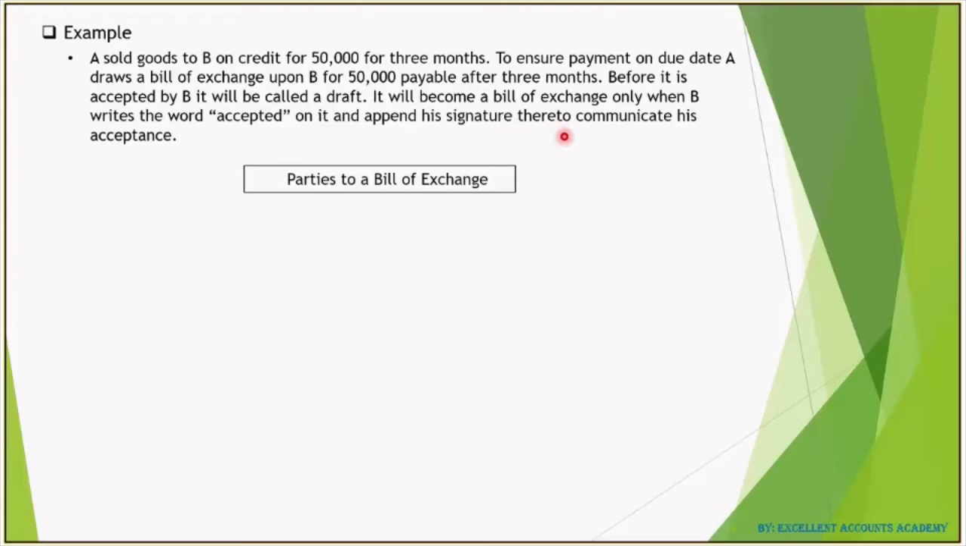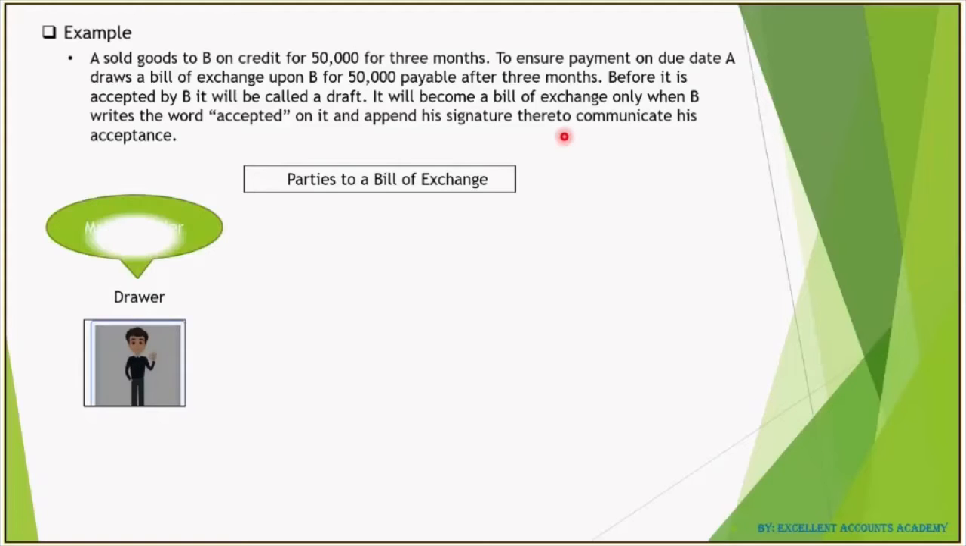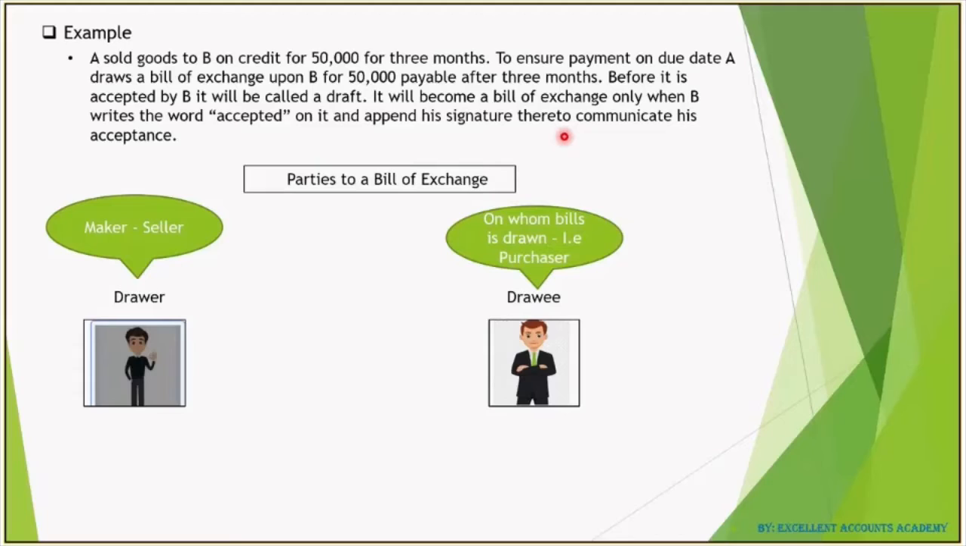So there are certain parties involved in bill of exchange related transactions. I'll talk about the various parties involved. So first of all, the drawer. And who is a drawer? The drawer is basically the maker who is drawing the bill, or the seller in layman's terms. The second important party is the drawee. Who is the drawee? The drawee is the one on whom the bill is drawn, that is, the purchaser.